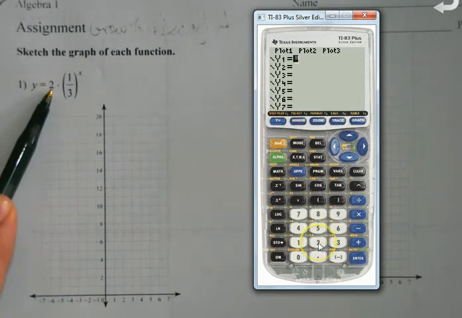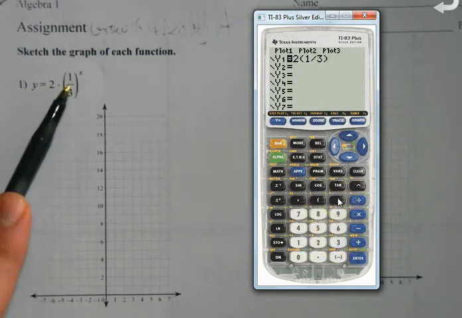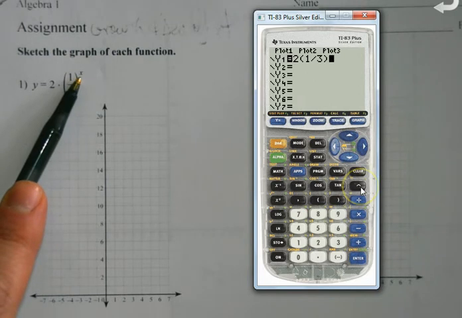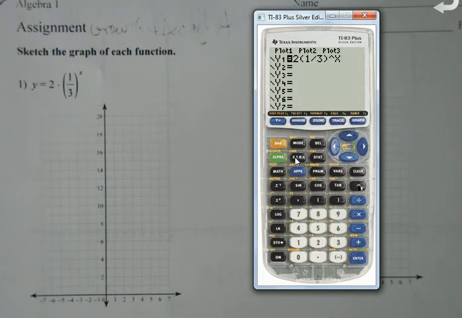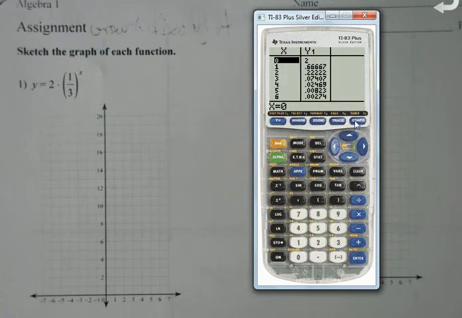And I'm going to type what I see. So 2, parentheses, 1 divided by 3, because I got a fraction. And again, before I hit the x, for that to be an exponent, I need to hit the caret. And then that x is right next to alpha. So it should look like this. Once I do that, to get my points, I'm just going to hit second and graph.